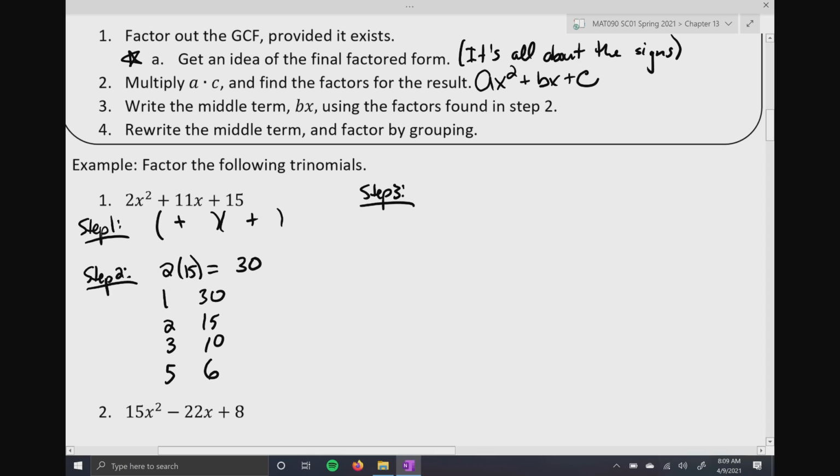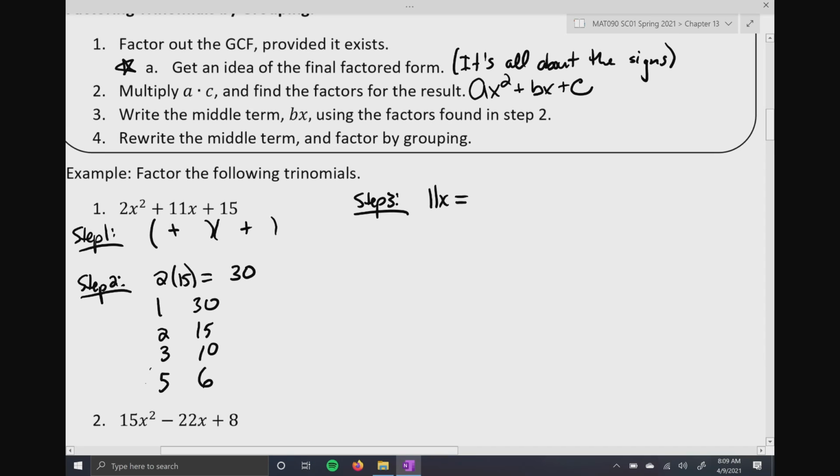Now here's step 3. Step 3 says rewrite that middle term. All right? So I know my middle term is 11x. Now I'm going to rewrite it using the information from step 1 and step 2. Step 1 says no matter what pair of factors I pick, both of the numbers are positive. And step 2 says that positive 5 plus positive 6 equals 11. So 11x is going to equal 5x plus 6x. In other words, I'm rewriting that middle term.